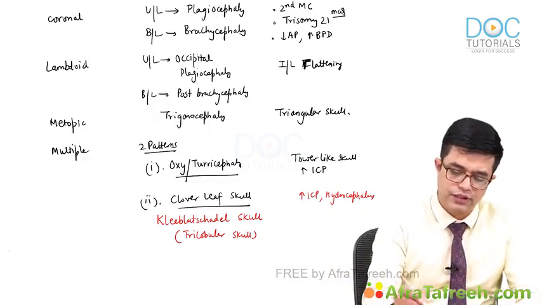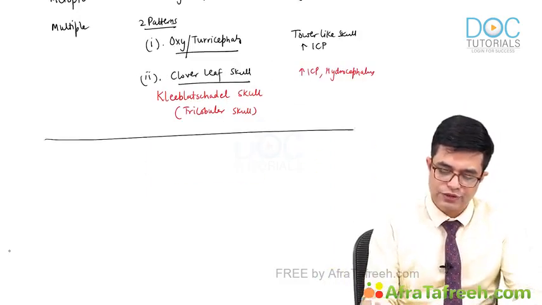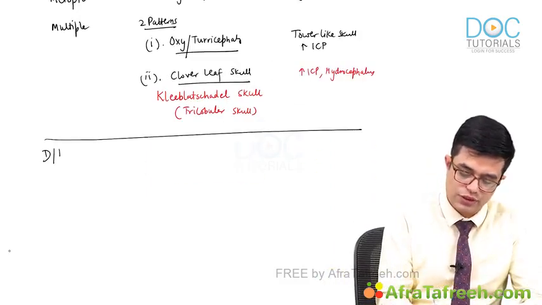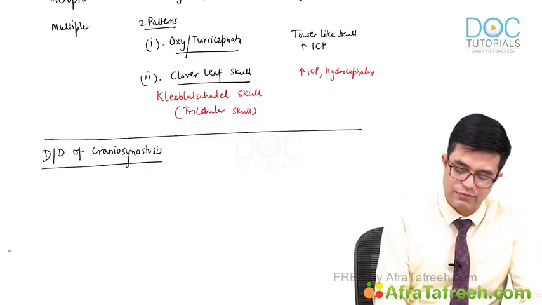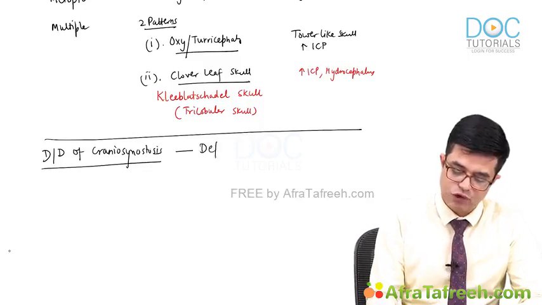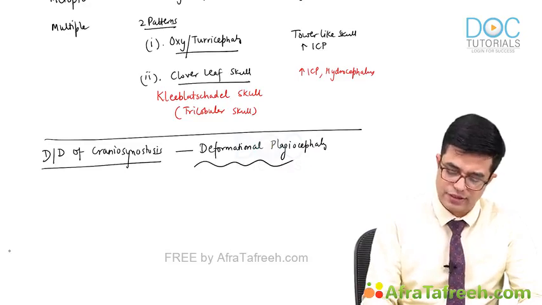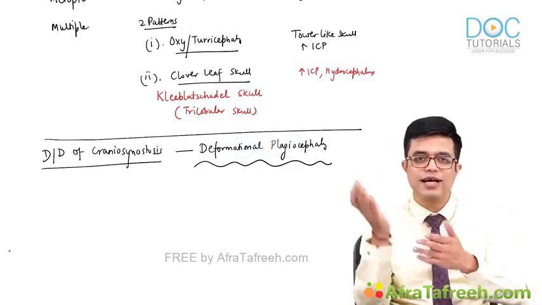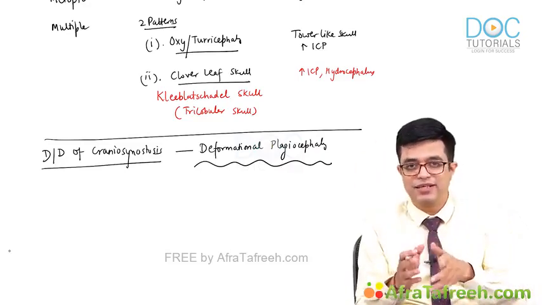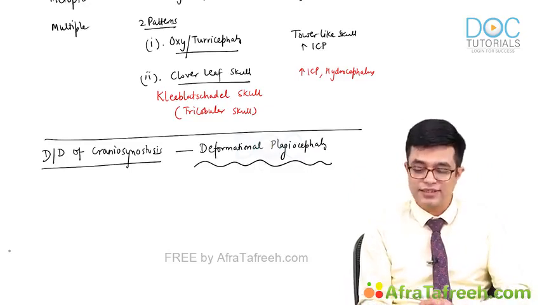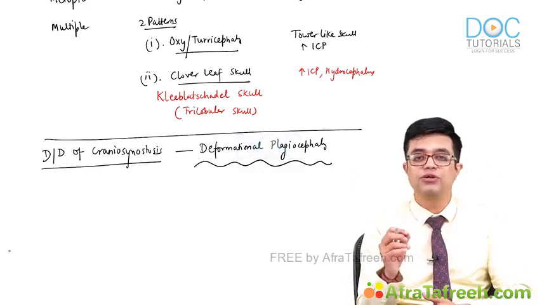Before we go further, there is a small little thing that you need to remember. There is a differential diagnosis of craniosynostosis, which looks like craniosynostosis, but actually it is reversible. We call it deformational plagiocephaly. Certain children, young infants, sleep on the same side always. So, their skull becomes flattened on that side. It produces an appearance as if a craniosynostosis is present, that is called deformational plagiocephaly.